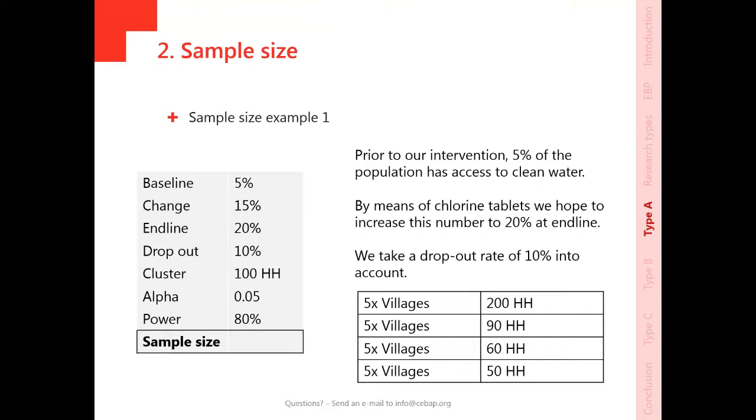Now, if we enter all of these numbers into a sample size calculator, we get that we need 790 households in order to reach statistical significance. I'll rephrase. So in order to be able to say that a 15% improvement, so from 5 to 20%, is statistically significant, we'll need a sample size of 790 households or more.